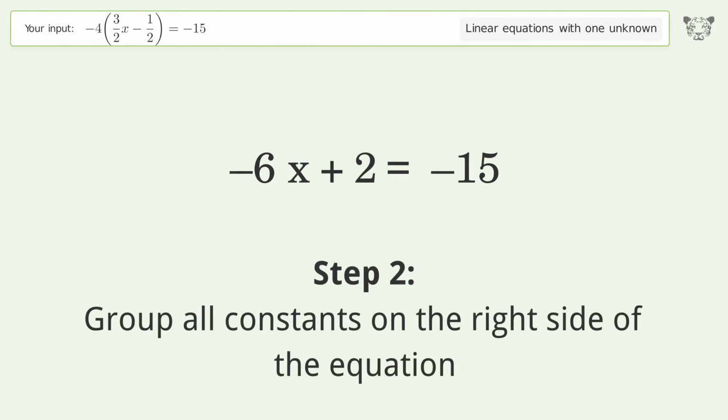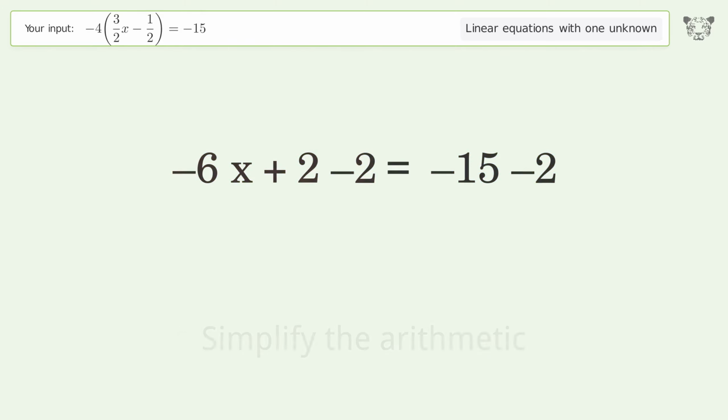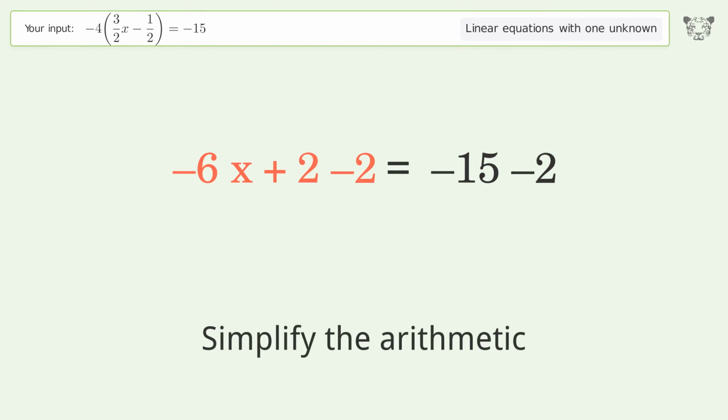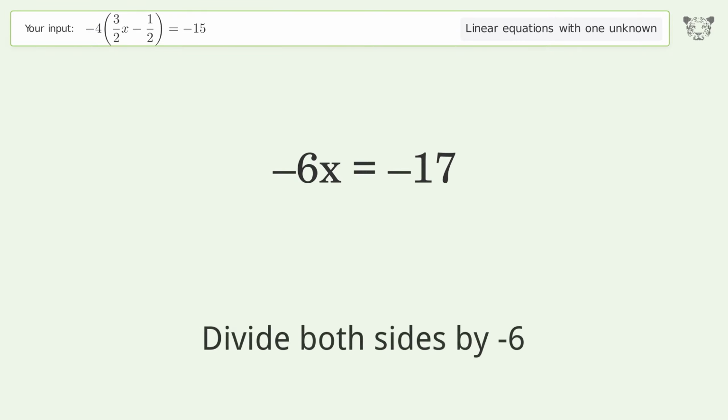Group all constants on the right side of the equation. Subtract 2 from both sides. Simplify the arithmetic. Isolate the x. Divide both sides by -6.